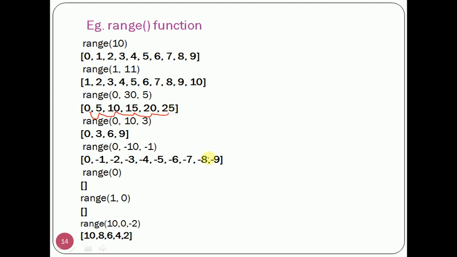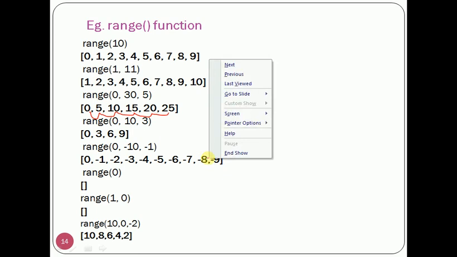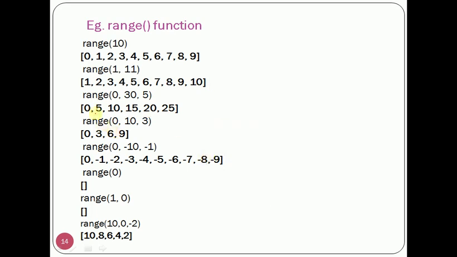Now next case, range 0, 10, 3. It is starting from 0. Step value is 3. So 0 plus 3, 3, 6, then 9. Then it crossed this 10. So it stops here. So this is how it executes.